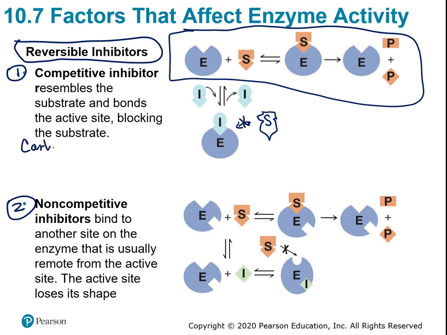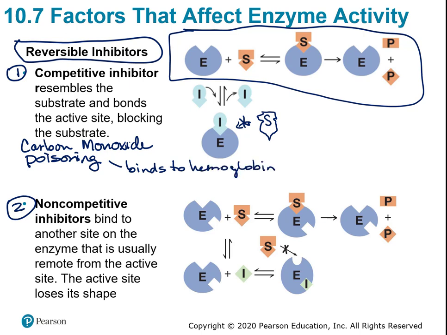Example of this. Carbon monoxide poisoning. And this is one we talked about, right? So remember carbon monoxide, CO, is produced when you have incomplete combustion. This is that odorless toxic gas that can be produced if you don't burn fuels with enough oxygen. What carbon monoxide does is it actually binds to hemoglobin where oxygen wants to bind. Unfortunately, it actually binds to hemoglobin better than oxygen does. So when it binds, it doesn't want to let go. So it doesn't fall off very often.